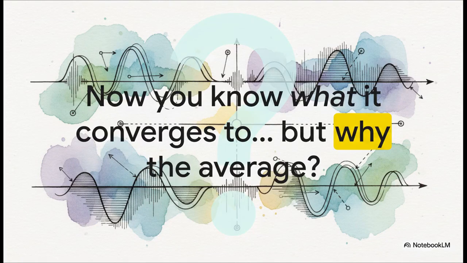So we've answered the what, right? We know the Fourier series converges to the average of the jump. But this leads to an even deeper question, doesn't it? Why the average? What is it about this infinite sum of sines and cosines that makes it want to find the perfect midpoint? That's a great thought to chew on as you keep digging into the beautiful world of calculus.